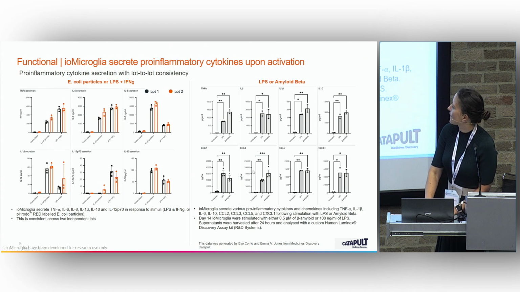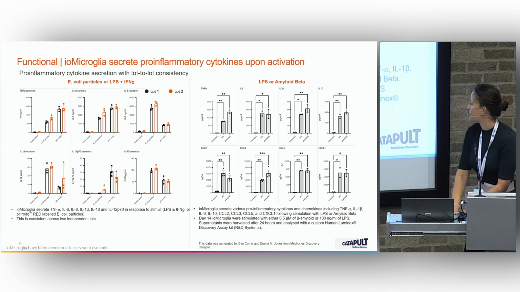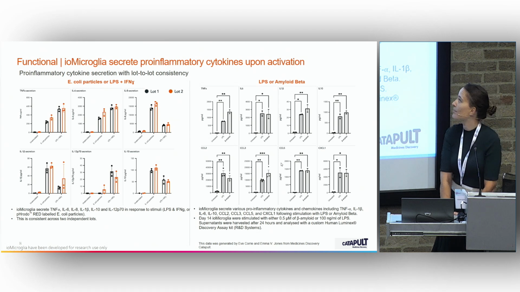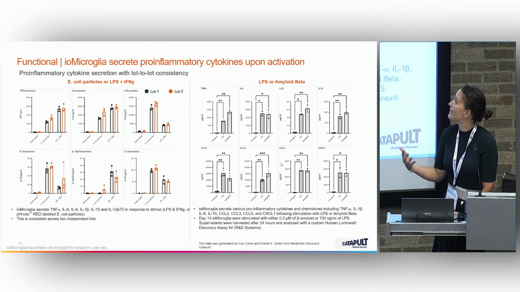And external data that has been generated by Eve Corrie and Emma Jones at Medicines Discovery Catapult have also shown similar responses. You stimulate the cells with LPS, you get this pro-inflammatory response of the TNF-alpha, IL-6, IL-1 beta, but they've also shown that our cells are capable of secreting chemokines as well, such as CCL2 and CCL3.